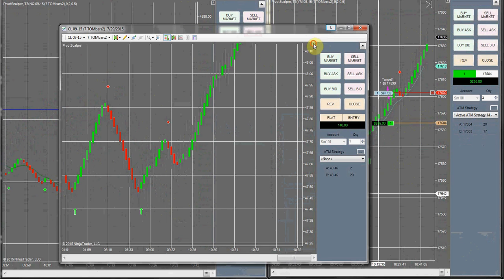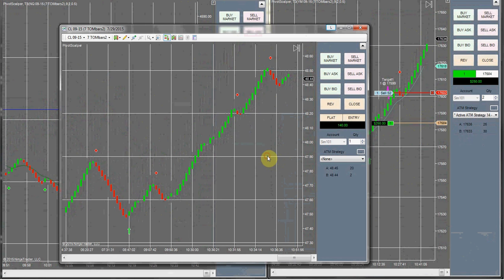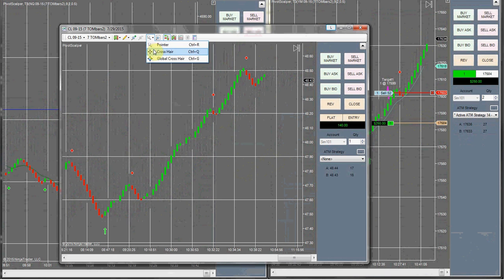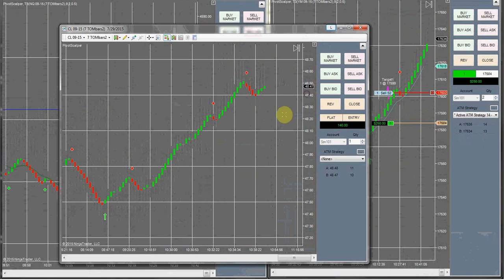Let's take a look at CL. As you can see, news came out at 10:30. Didn't really get any signals, so I haven't taken a trade with that yet. But if we get a buy trade, we'll definitely look at jumping in.